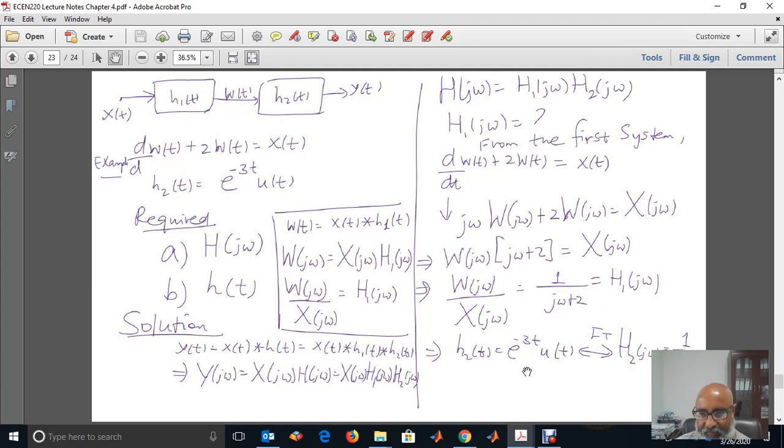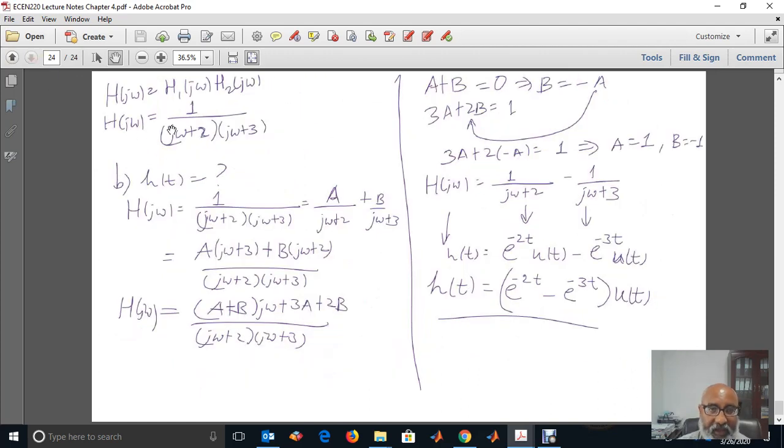For the second system, h2(t) is equal to e^(-3t) u(t), which in the frequency domain is H2(jω) equals 1 over (jω plus 3). So I found the frequency response of the first system and the frequency response of the second system. The overall frequency response is H1(jω) times H2(jω), which is 1 over (jω plus 2) times (jω plus 3).